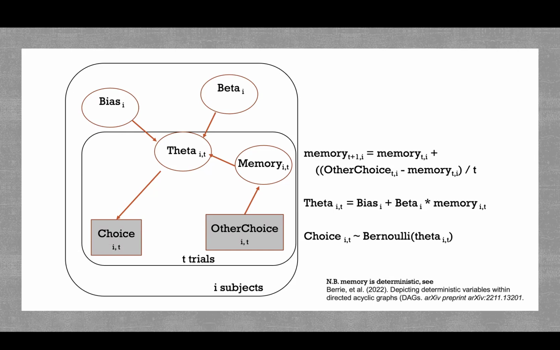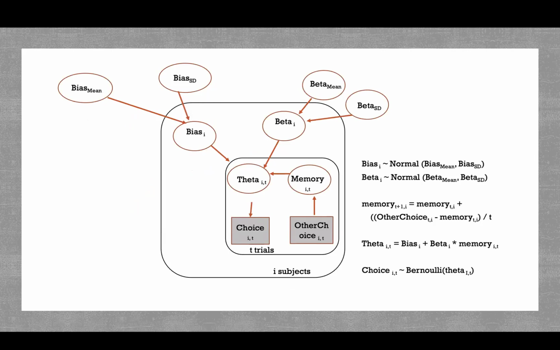Now, since unfortunately I keep reading papers, I realize that if you want to be very DAG consistent and memory is a completely deterministic variable, you need to go and read that paper on how to represent it. I haven't updated my slides. It doesn't make a difference for these specific applications, just so you know. Bias I and beta I have a population level prior for the mean of the population and the standard deviation of the population. Right? Does that make sense? So we do the partial pooling. We say they have shared variance.